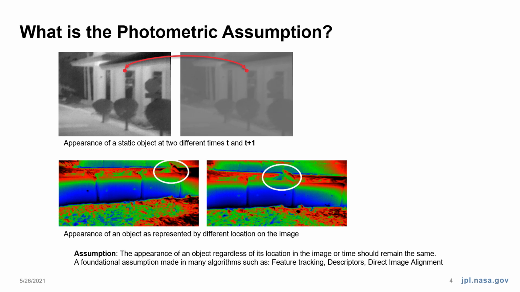Now, what is the photometric assumption? The assumption states that the appearance of an object should remain the same regardless of which frame you view it from, or regardless of which location in the image you view it from. In the first example, we see that the appearance across time is not consistent. We term this temporal variation. In the second example, the appearance varies as it is being viewed from some other location in the image. We call it spatial variation.